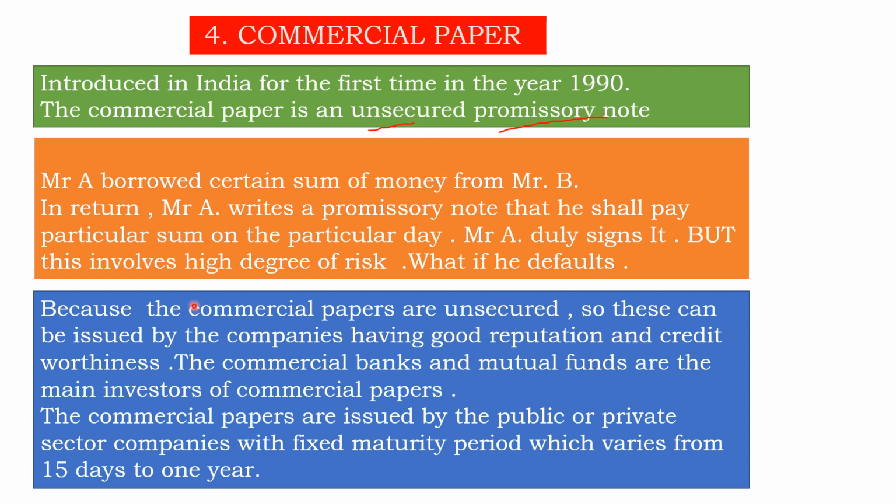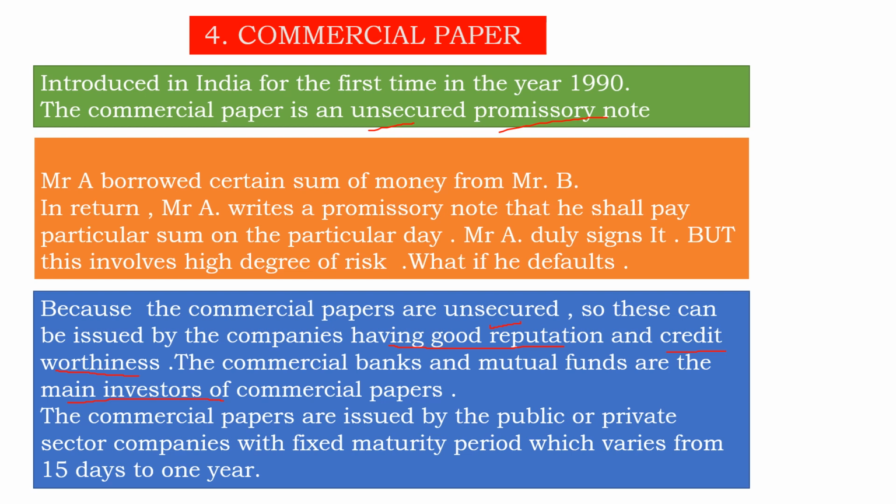So, because these commercial papers are unsecured, I told you in the very first line, they can be issued only by companies having good reputation and creditworthiness. So, coming to the point, commercial papers are issued by companies. They are not issued by citizens because they are unsecured. Not issued by me and you. Clear? Whom are they issued by? They are issued by companies who have a very good reputation and high creditworthiness. The commercial banks and the mutual funds are the main investors of commercial papers.